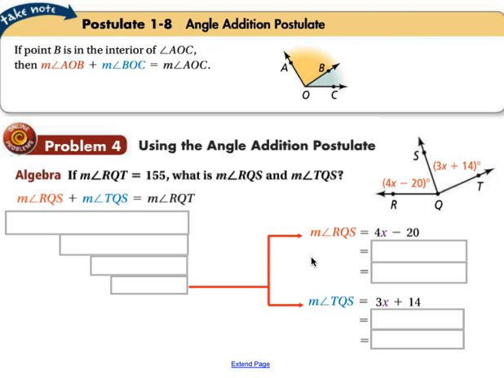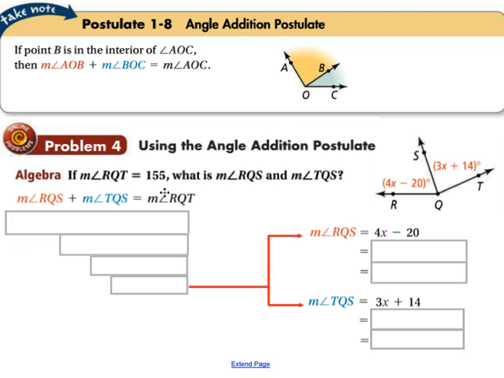Here's the angle addition postulate. If we have a point B that's in the interior of an angle AOC, then the measure of angle AOB plus the measure of angle BOC must add to the total angle AOC. Kind of logical there, easy to figure out.